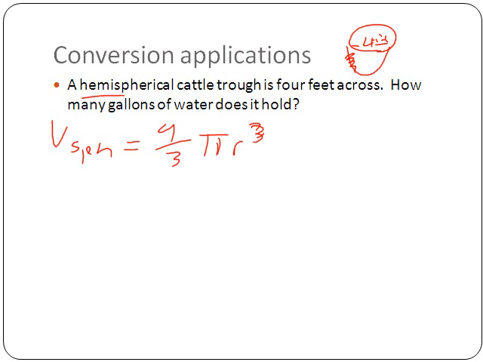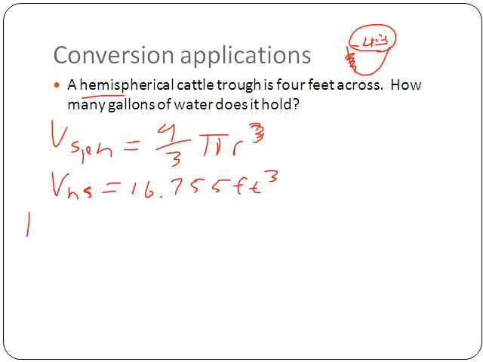So let's figure out what we have here. It says that it's 4 feet across, which means the radius is 2 feet. And so we would say 4/3 times pi, 3.14159, times 2 cubed. That gives us the volume of the whole sphere, but it's a hemisphere, so we divide that by 2, and that gives us 16.755. So our volume of our hemisphere is going to be 16.755 feet cubed.